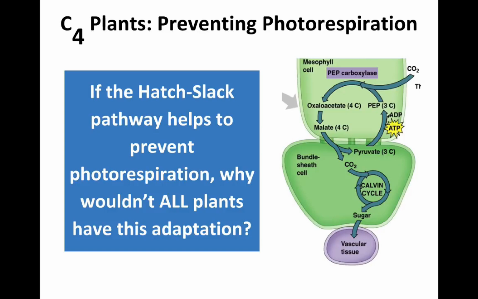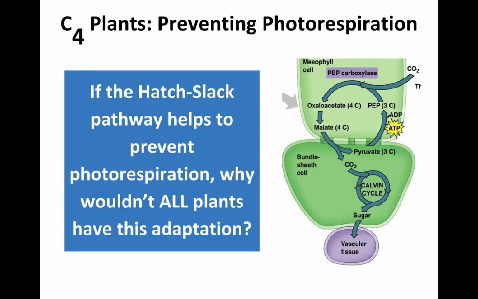So if their ancestors had the adaptations, the mutations that caused them to be able to do this pathway, had this PEPcase enzyme, then they could do the pathway. If not, then they, of course, couldn't do the pathway. It's not a matter of choice. And the second reason is that the Hatch-Slack pathway utilized by the C4 plants actually requires the use of additional ATP.